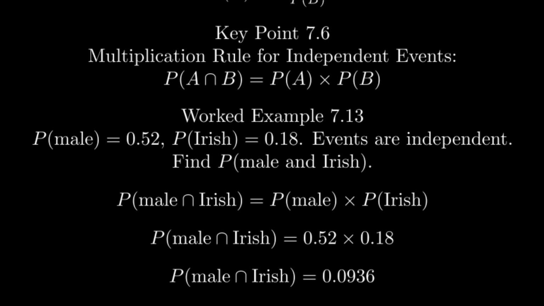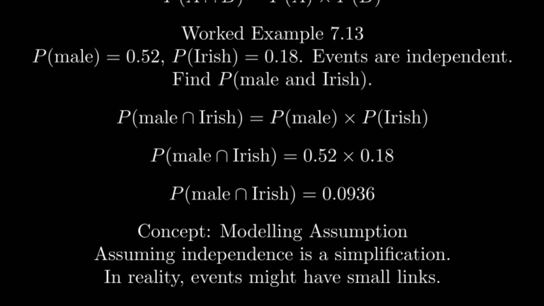So there's about a 9.4% chance of selecting a person who is both male and of Irish origin, assuming these traits are independent. It's important to note that assuming independence is often a modeling choice. In reality, there might be small links between events. For this example, genetic or social factors might mean that being male and being of Irish origin are not perfectly independent. But for many problems, assuming independence is a valid and useful simplification.